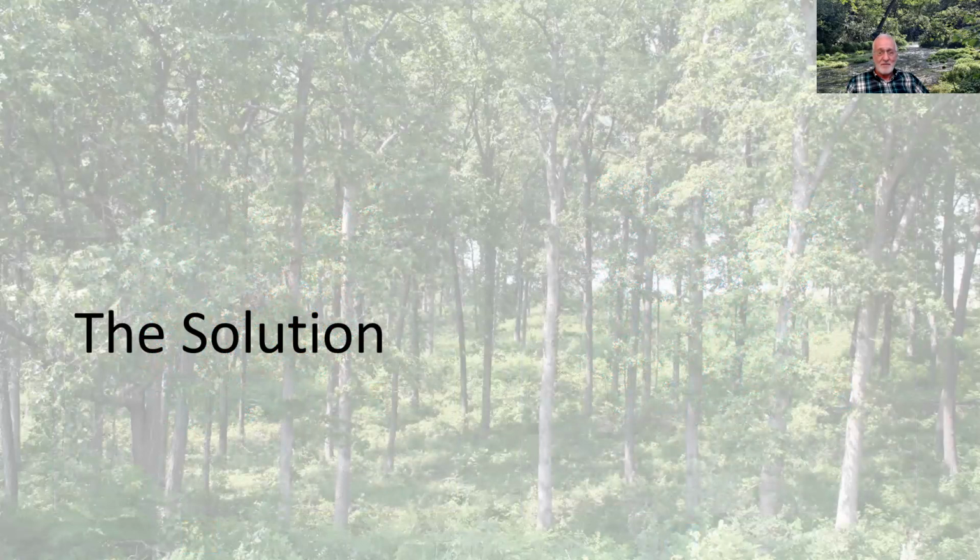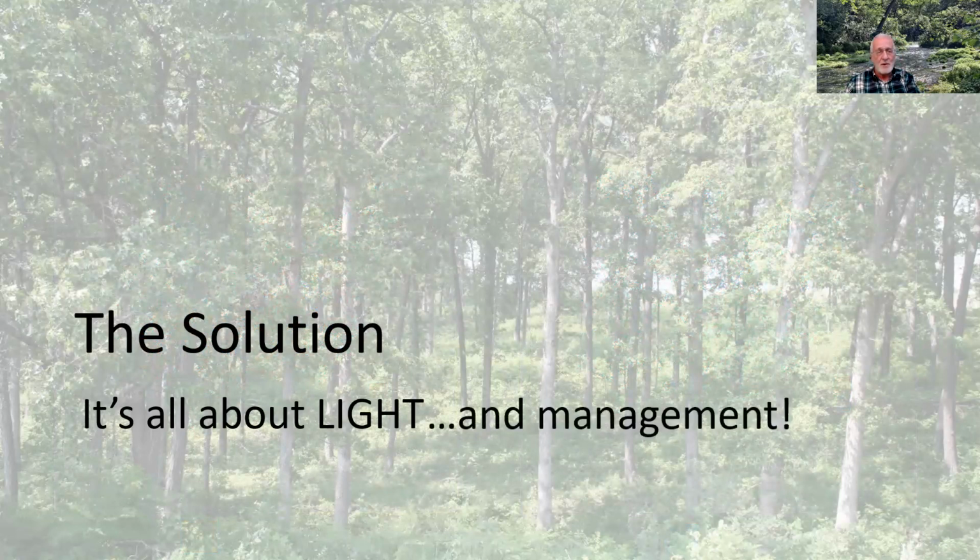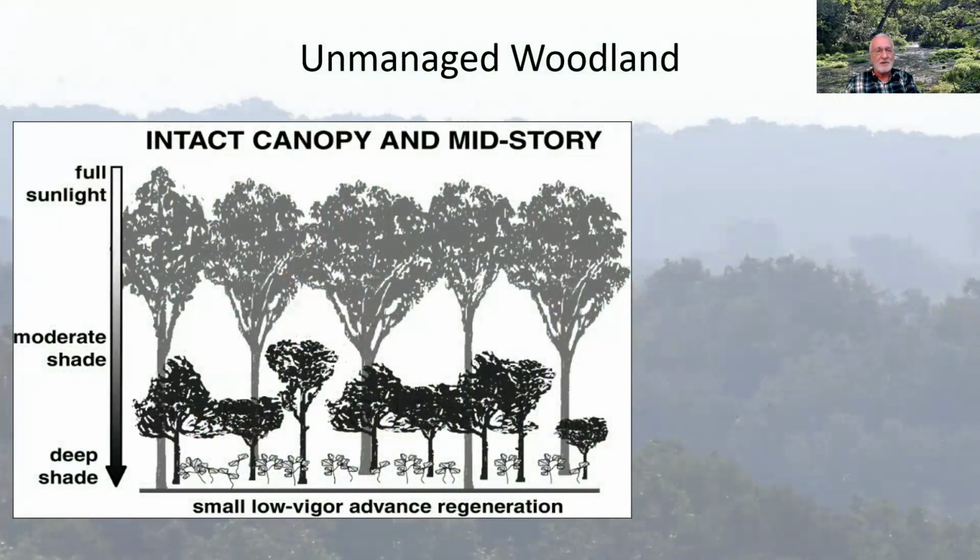So the solution, really, is all about light. This sets the stage for what John and others will be talking about in future presentations. And it's about management. Here's an unmanaged woods. We have full sunlight at the top of the canopy going down all the way to the forest floor, where you have deep shade, so you don't have a lot of light, if any. We have our main canopy, then our mid-story, those trees represented in the darker color, and then our seedlings down below.